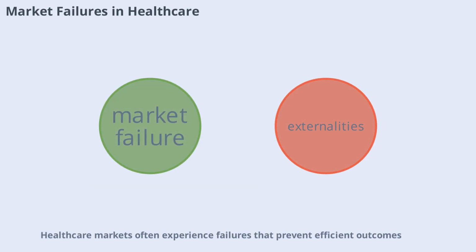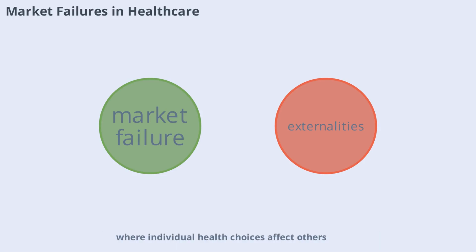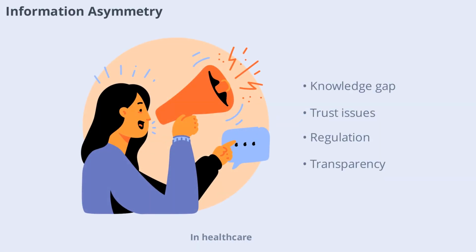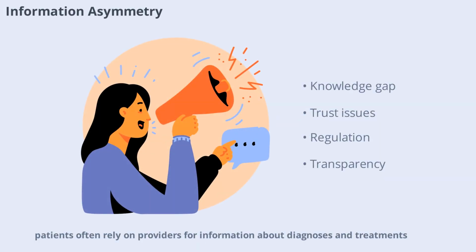Healthcare markets often experience failures that prevent efficient outcomes. These include information asymmetry, where patients and providers have unequal knowledge, and externalities, where individual health choices affect others. We'll explain these concepts and show how they lead to issues like overuse or underuse of services and why government intervention is sometimes necessary.